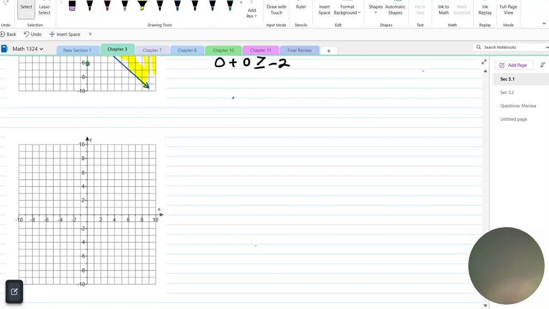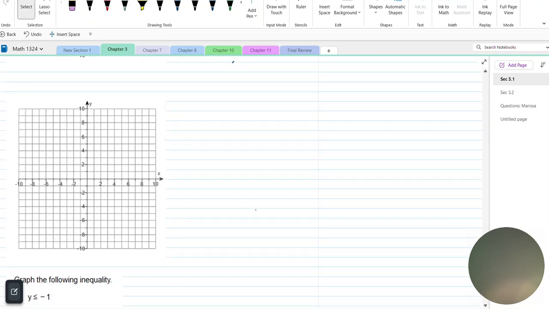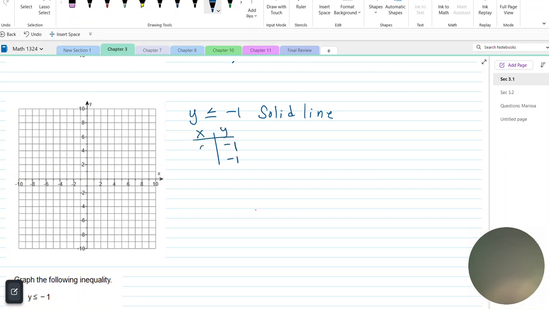Okay. Now let's look at this one. And this one is y is less than or equal to -1. So this is a solid line. This one, y is always -1. So I can put 0 and I can put 3. There you go. All right. So we're going to graph them. 0, -1, that's that one. And then 3 and -1. And I'm going to draw my line.